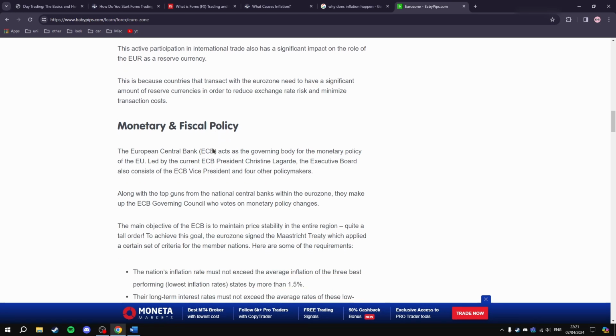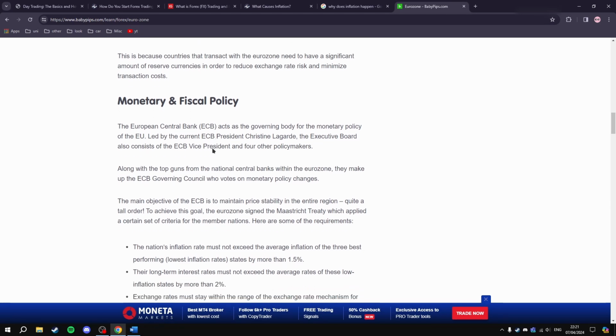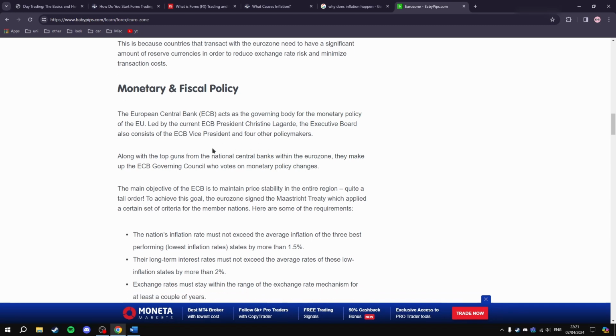This active participation in international trade also has a significant impact on the role of the euro as a reserve currency. This is because countries that transact with the Eurozone need to have a significant amount of reserve currencies in order to reduce exchange rate risk and minimize transaction costs.